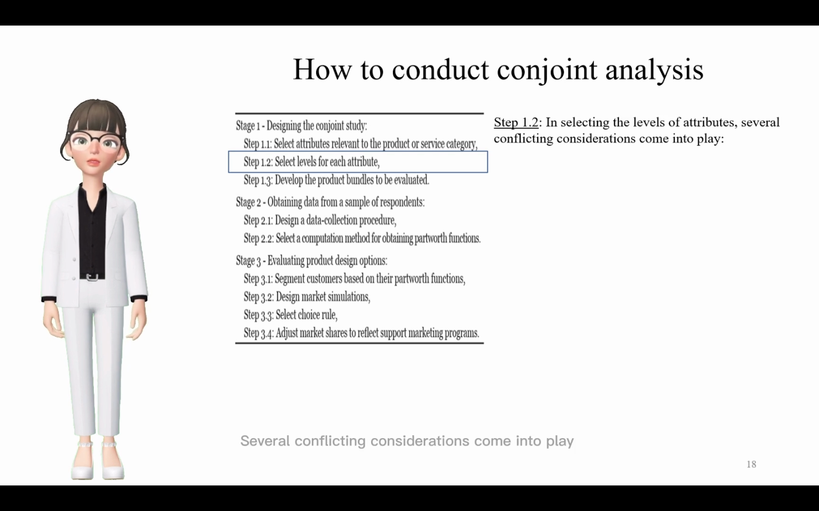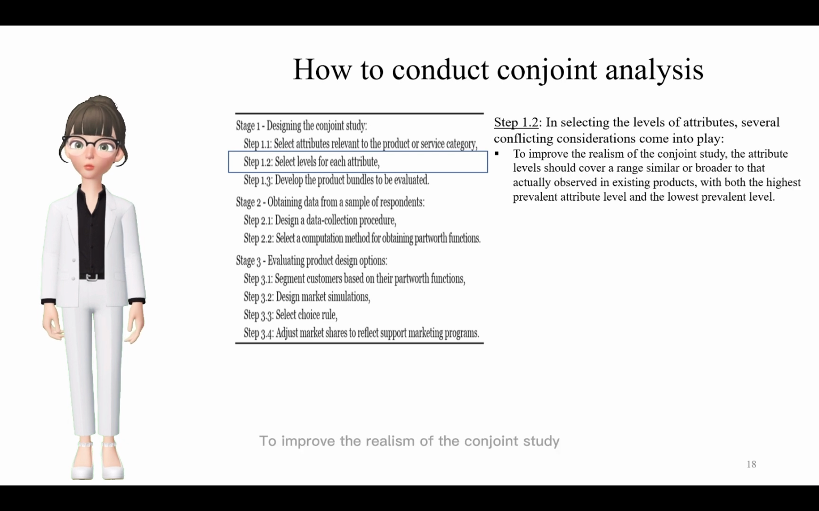Several conflicting considerations come into play when selecting the levels of attributes. To improve the realism of the content study, Nike may choose to include a range of attribute levels that are similar to what is available in the market, such as popular shoe styles, common colors, and typical materials used in the athletic shoes.